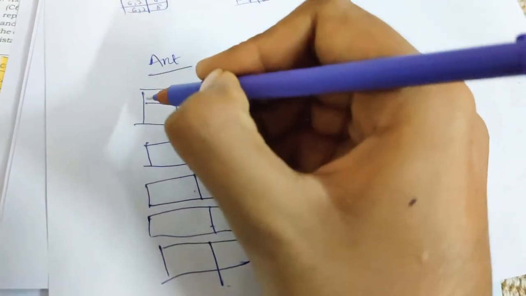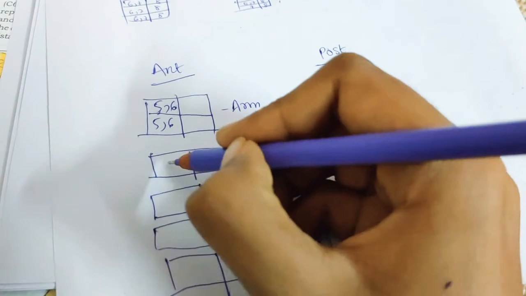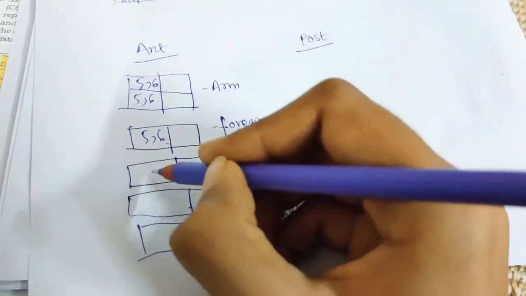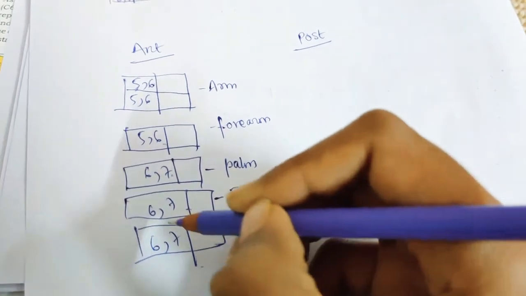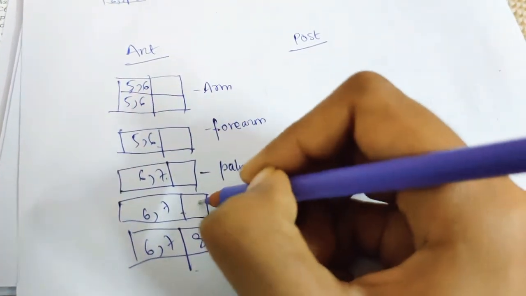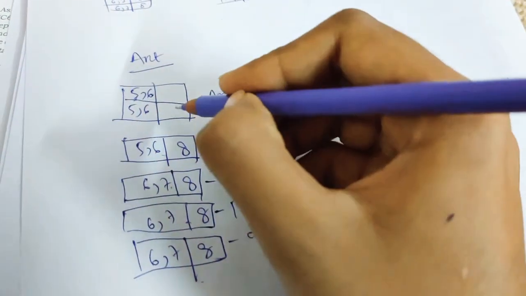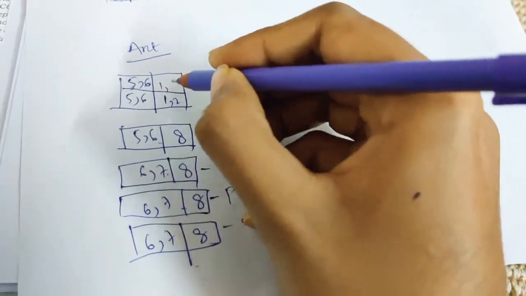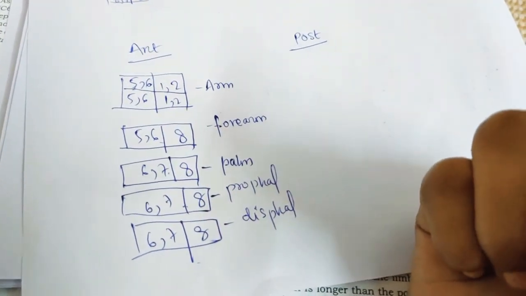So just write 5 and 6 three times. Okay, next write 6 and 7 three times. Okay, so after 6, 7, 8, right? Write 8 till here. Write 1 and 2 two times. So just write like this, and now we'll see which side is supplied by what.